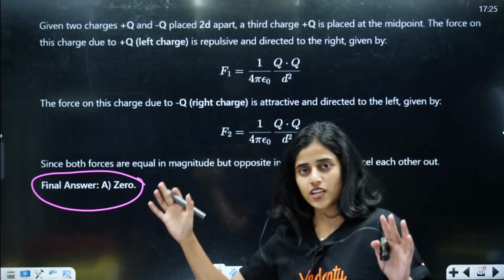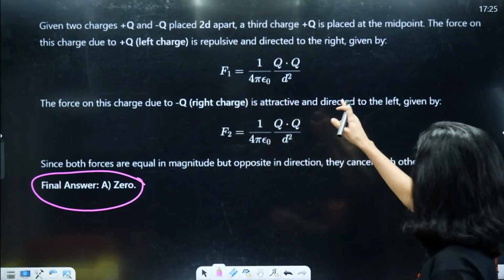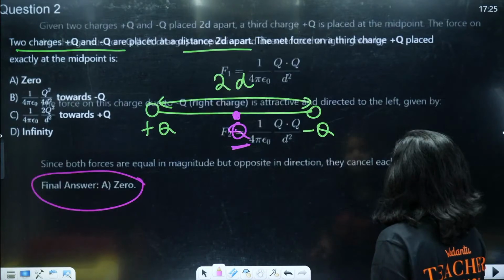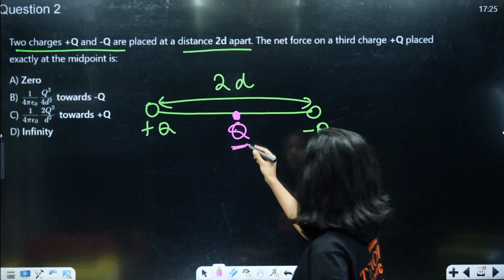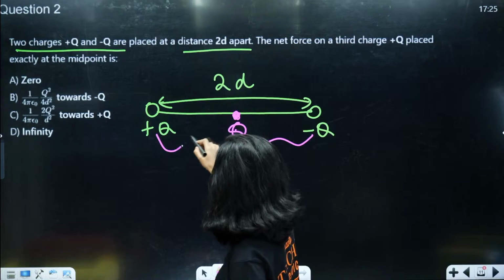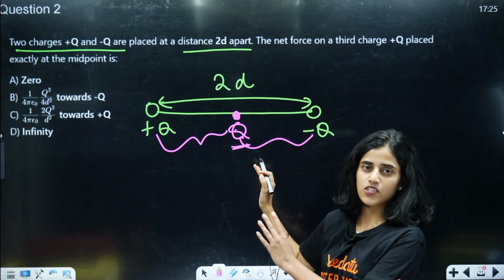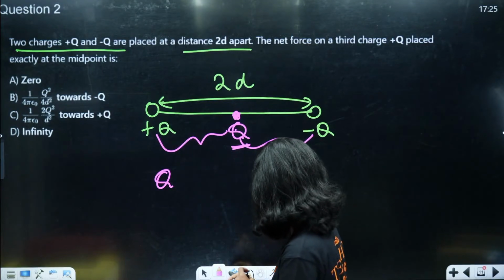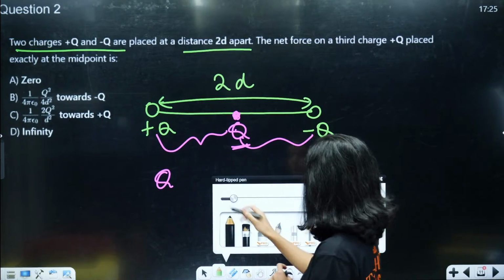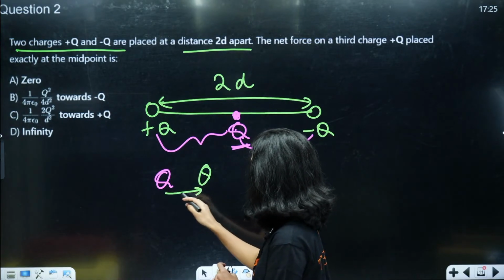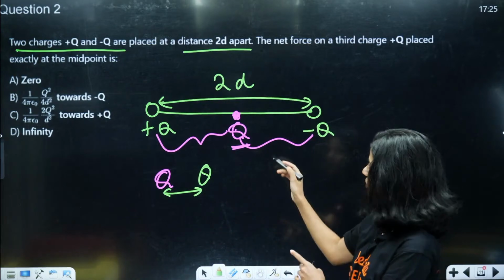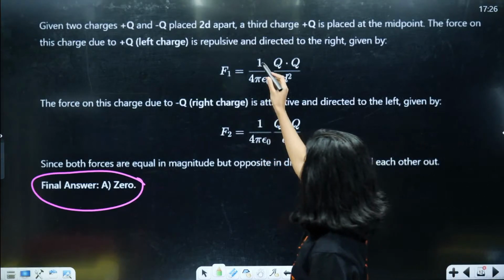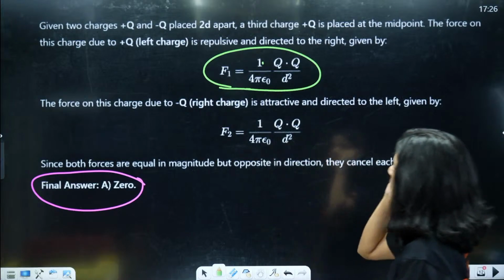As I mentioned, you have two charges, plus Q and minus Q, and then a third charge at the center. So there is a force here, there is another force here as well. We will take it section by section. First we will find the force on Q because of Q. We will find the force between these two, and then the force between these two. We know the formula is 1 by 4 pi epsilon naught Q by d square.